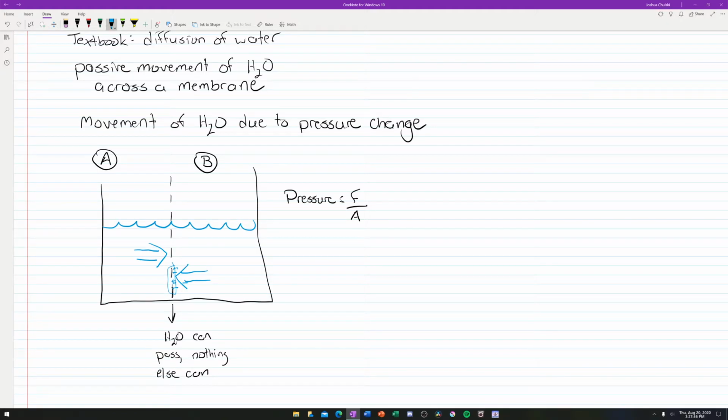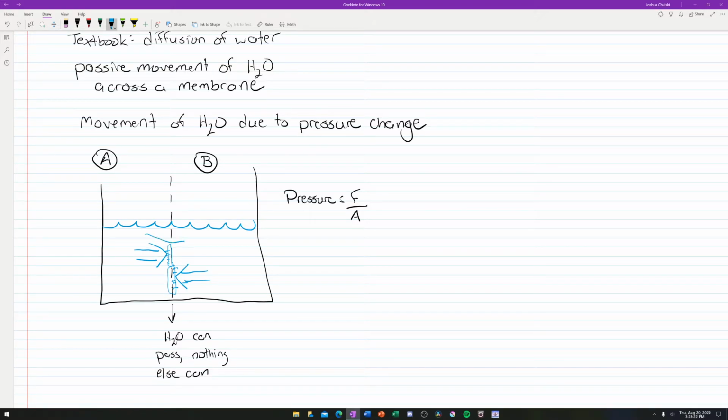Okay, and the same side on this one, the pressure on this side: the water molecules are striking that side of the membrane with a certain amount of force, giving us a pressure. And since we have the same amount of water molecules inside A and the same amount inside B, the pressures are canceling each other out. So we get what's called a net movement of zero water.